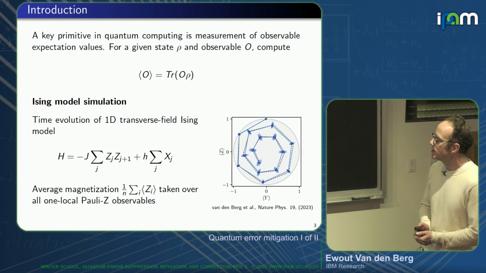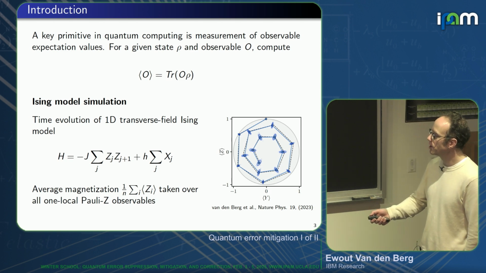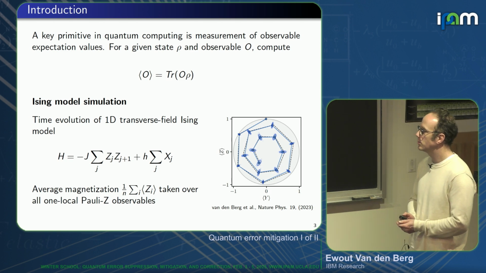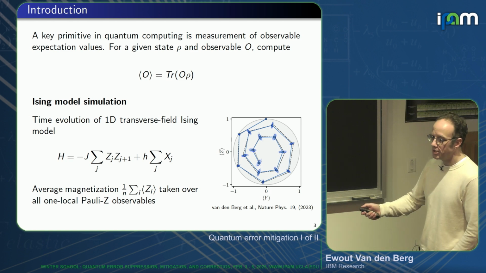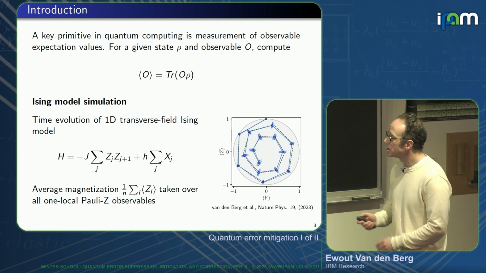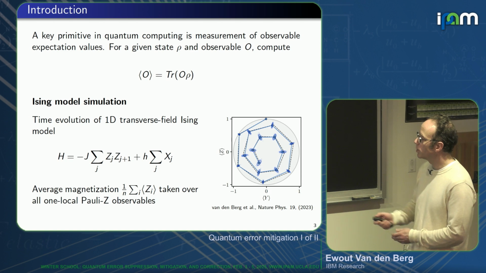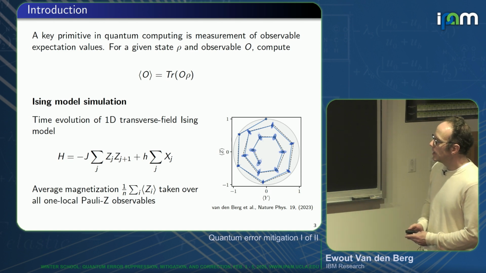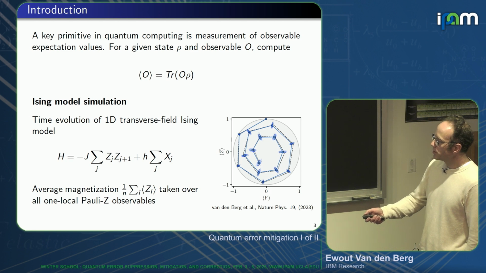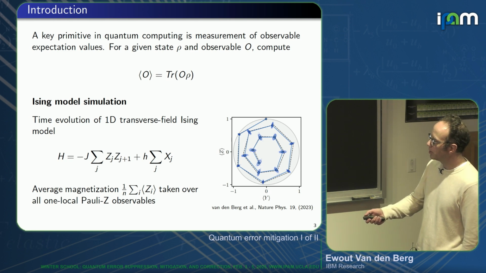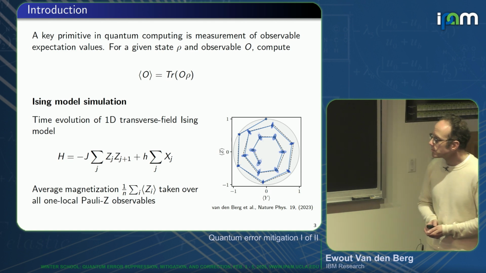Another example is the Ising model simulation. So you have time evolution of some one-dimensional transverse field Ising model. So the Hamiltonian is just given by Pauli Z terms on neighboring pairs, plus a Pauli X term on each of the individual qubits with different coefficients. And then you want to maybe look at the average magnetization of the time-evolved Hamiltonian over all one-local Pauli Z observables.